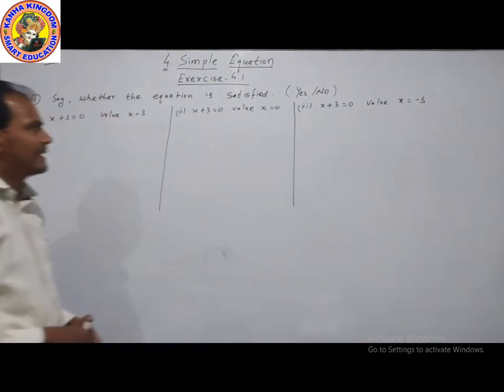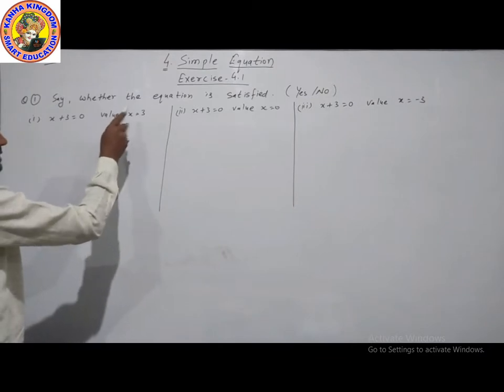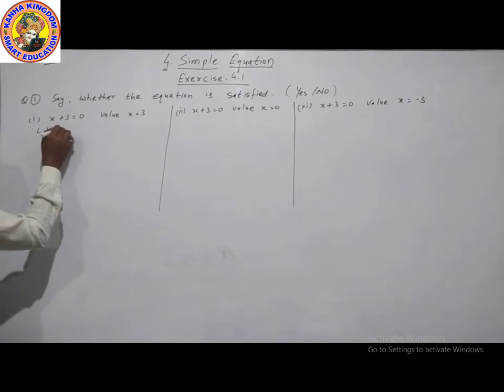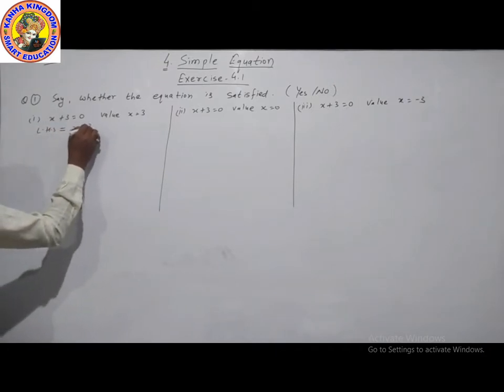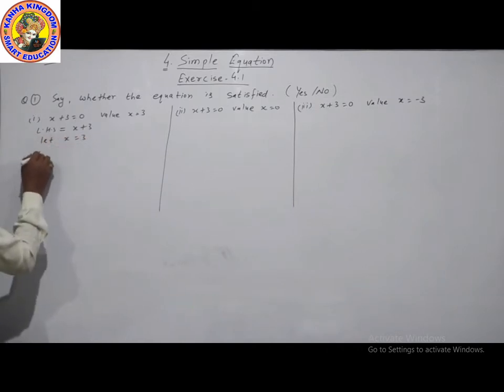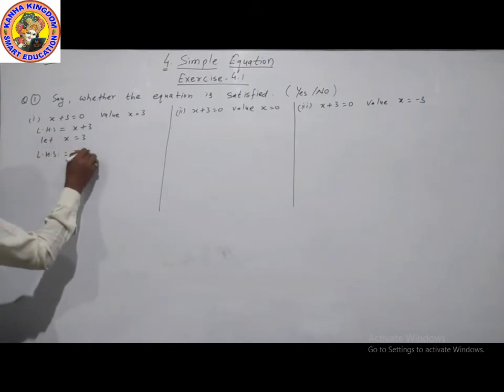Now we are taking exercise 4.1, question number first. Say whether the equation is satisfied, yes or no. The equation is x plus 3 is equal to 0 and the given value is x is equal to 3. Now left hand side is equal to x plus 3. Let x is equal to 3. Now putting the value in left hand side, 3, then plus 3.